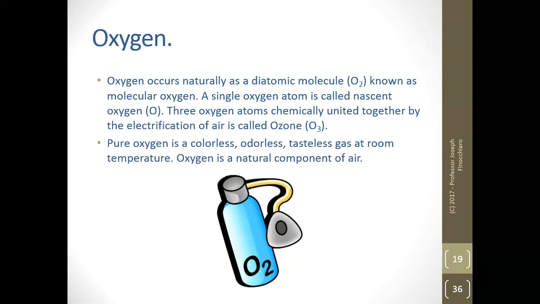Oxygen occurs naturally as a diatomic molecule, O2. This is known as molecular oxygen. Again, if it appears as O, it's called nascent oxygen. And three oxygen atoms chemically united together by the electrification of air is called ozone, or O3.